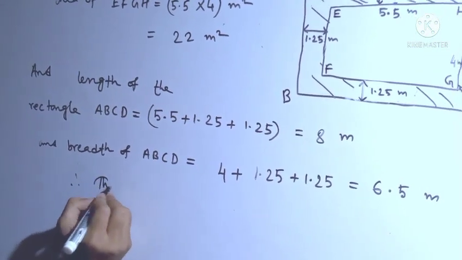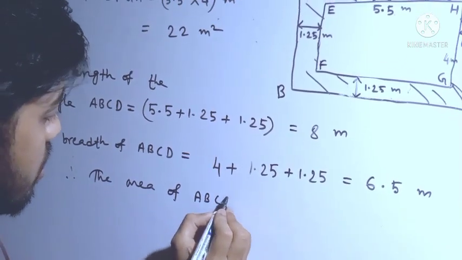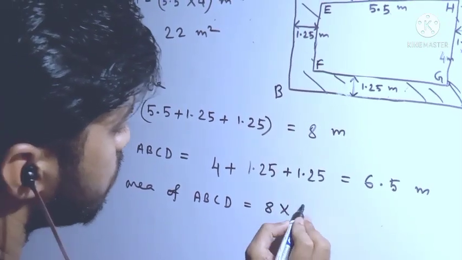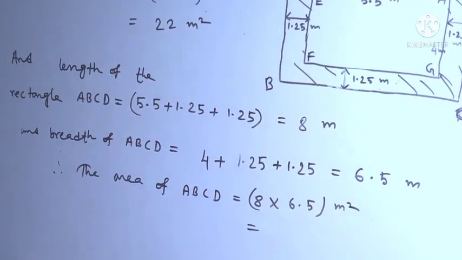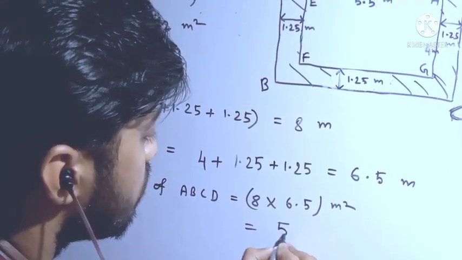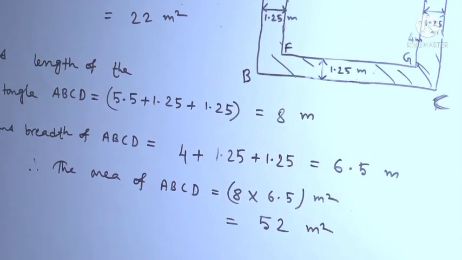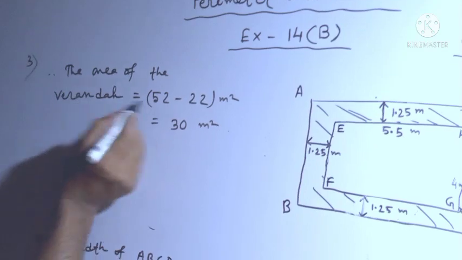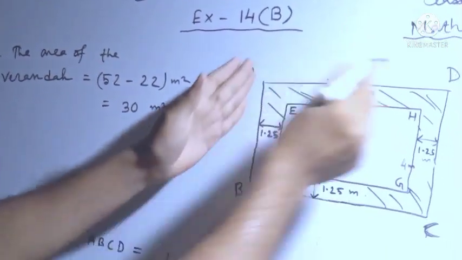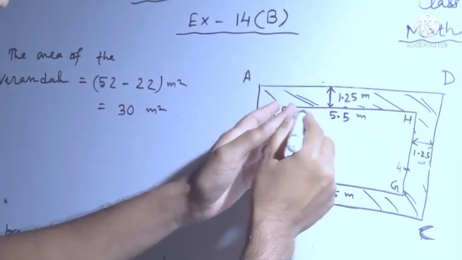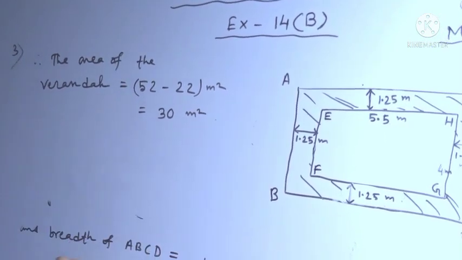Therefore the area of ABCD equal to 8 into 6.5 meter square. That means 52 meter square, okay. Therefore the area of the veranda equal to the area of ABCD minus area of EFGH, okay. So 52 minus 22, that means 30 meter square.